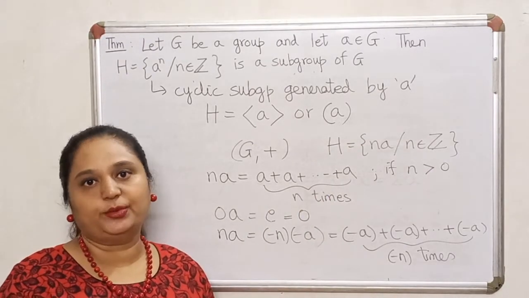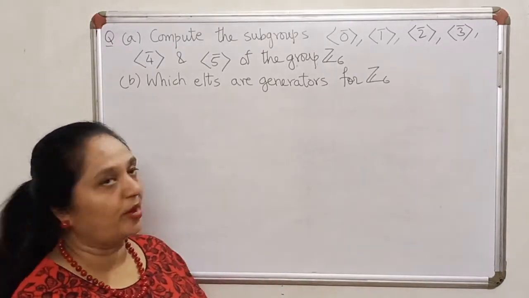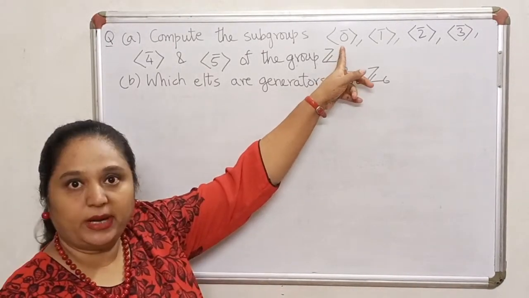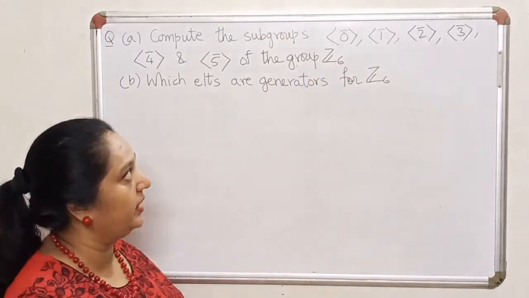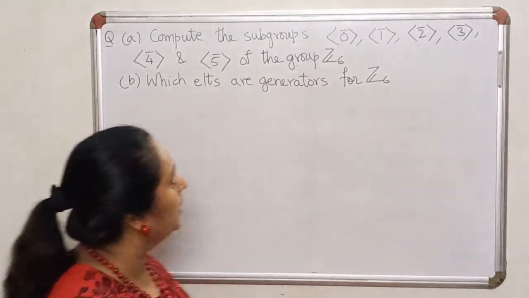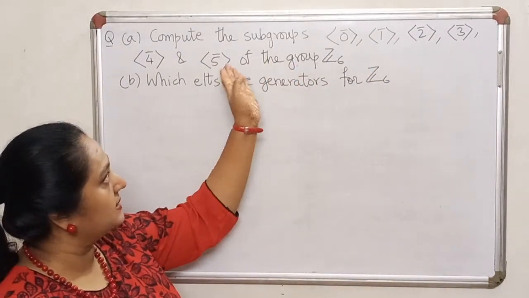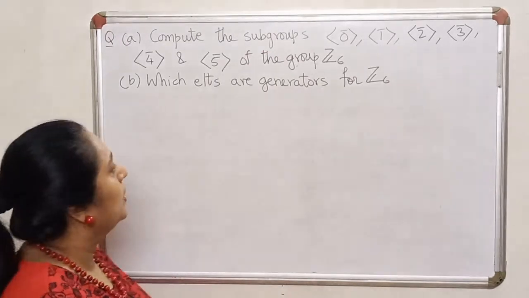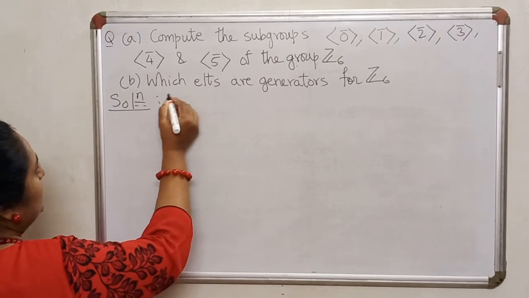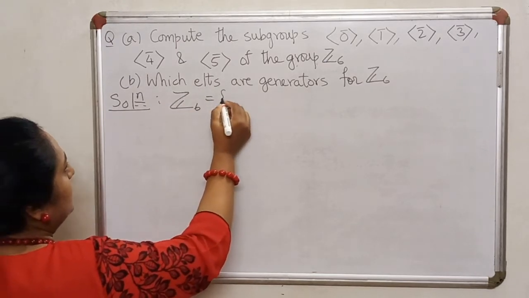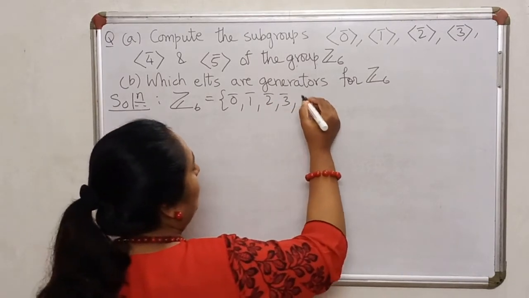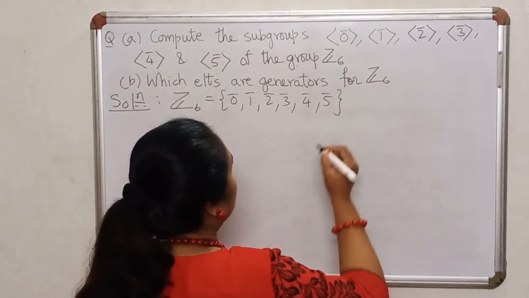Let's now look at some problems. Let's look at this problem. Consider the subgroups. This angular bracket 0 bar means the cyclic subgroup generated by 0 bar, the cyclic subgroup generated by 1 bar, 2 bar and so on, all as subgroups of Z6. So firstly, let me list the elements of Z6. Z6 contains 6 elements in all, starting with 0 bar, we go up to 5 bar.